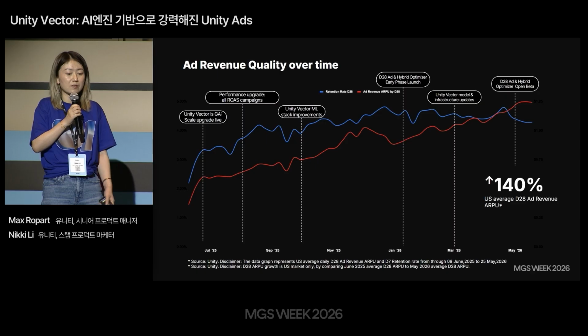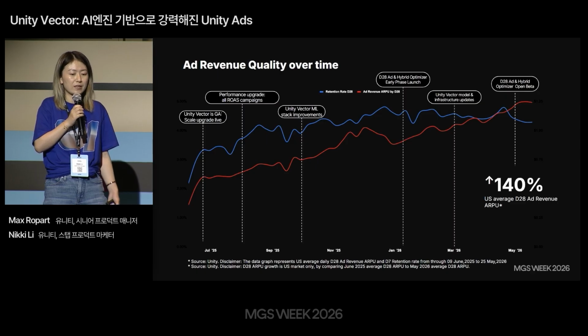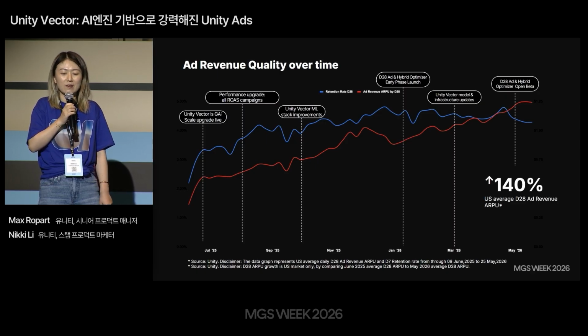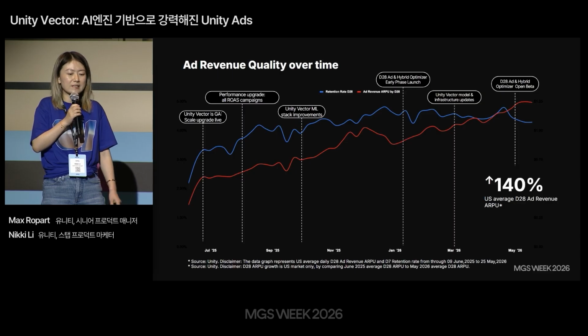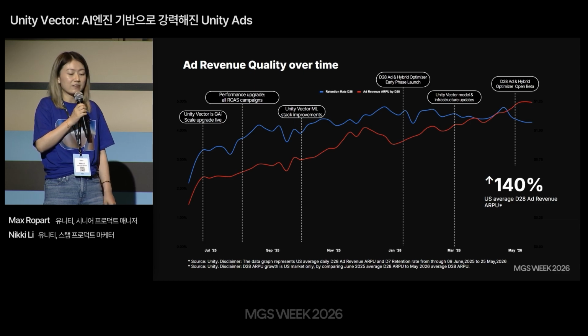Retention tells the same story, with the same trend, improving through the 2025 model updates, then strengthening further with D28 ad revenue campaigns in 2026. So the message of all this is consistent. Vector is bringing more users who monetize better and stay engaged longer.